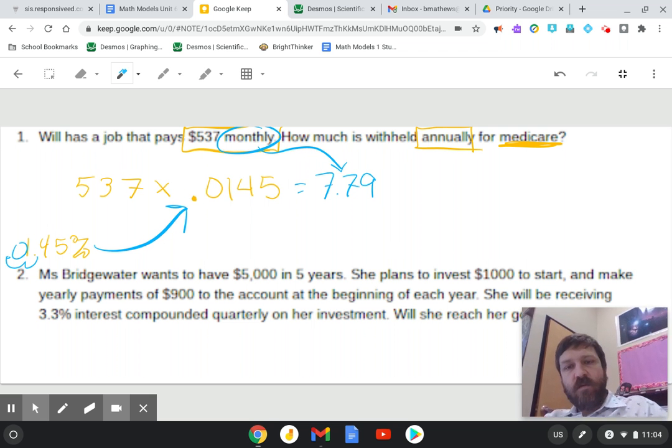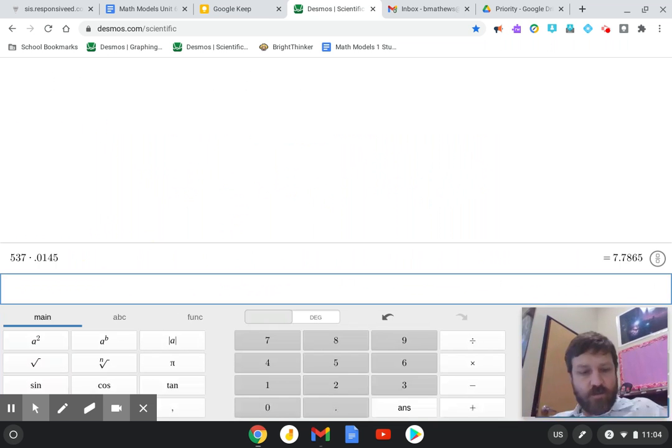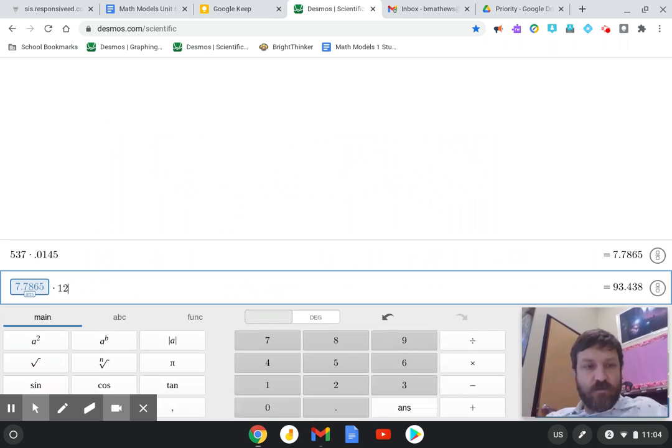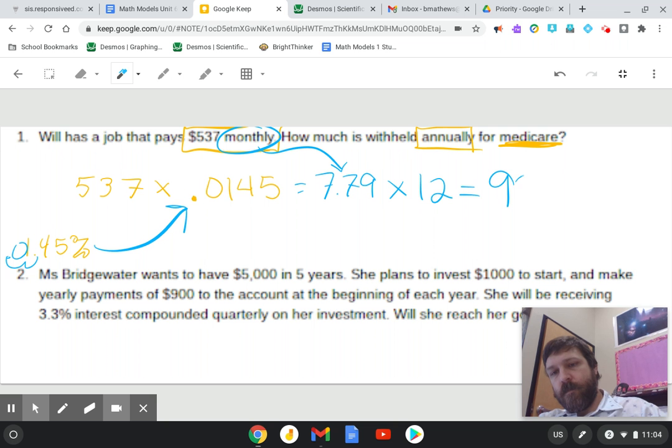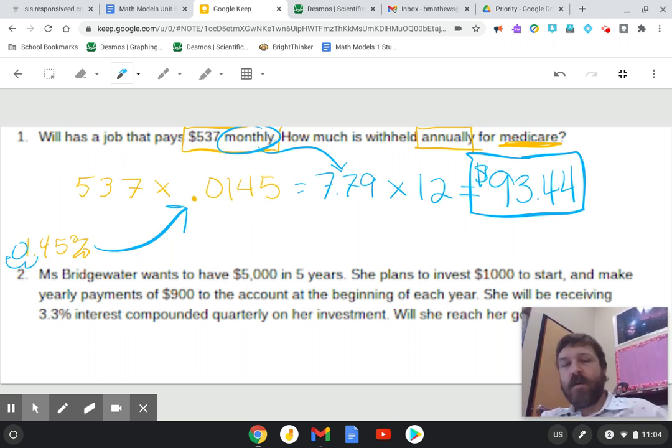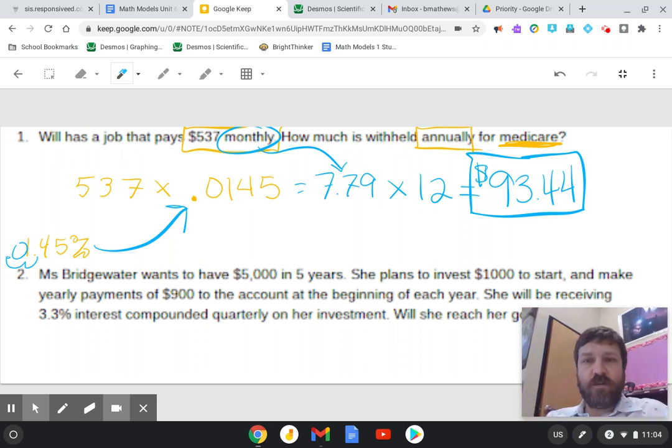So this is monthly, but I want to know annually. So in order to do annual, I've got to multiply times 12. So over here, we'll do the answer from the previous problem times 12, 93.44. Now, go ahead and say this now. If you're doing rounding, you're always going to have maybe a little bit off on your answers. So just be aware of that as you go into the test. They're going to be multiple choice. So just remember that you need to find the answer that's closest to the one that you get. So that's pretty straightforward. You find the percentage for Medicare, and then you multiply it to get it to the annual, which is what they're asking.